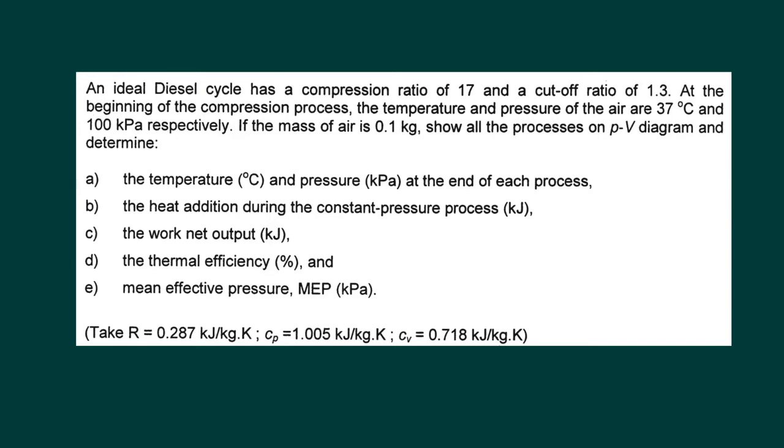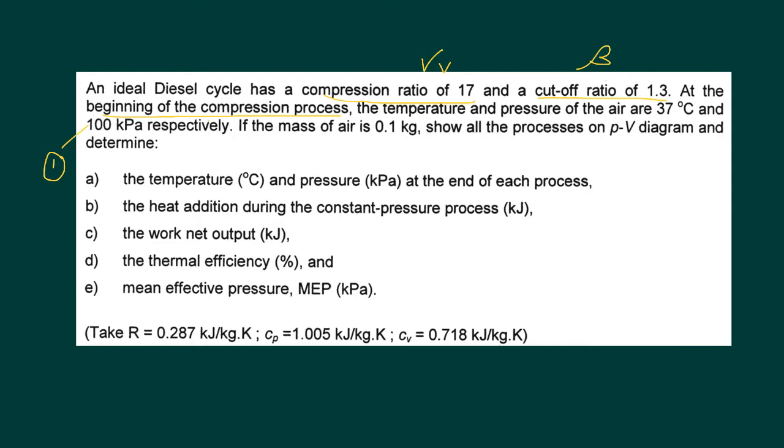So this is your compression ratio, which is your rv, and you have a cut-off ratio, which is your beta. At the beginning of the compression process, the temperature and pressure of the air are given as 37 degrees C and 100 kilopascal. So this is the value at your state 1, because it says here beginning of the compression process.